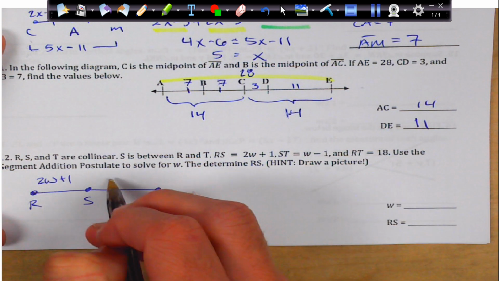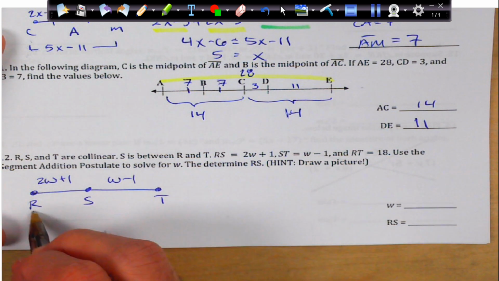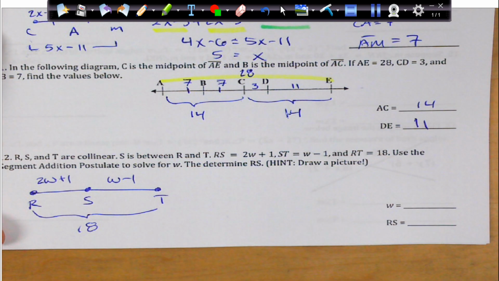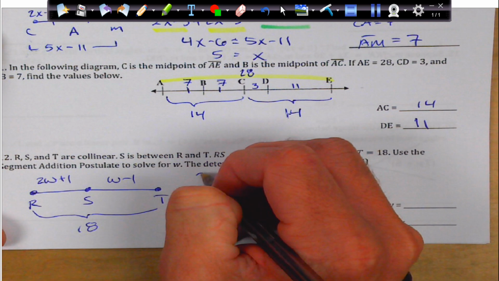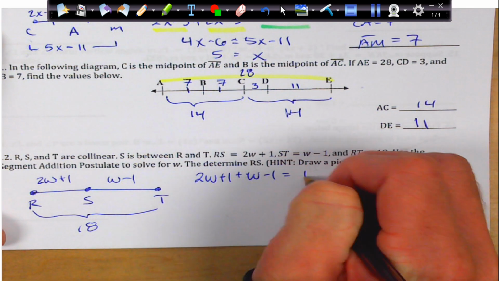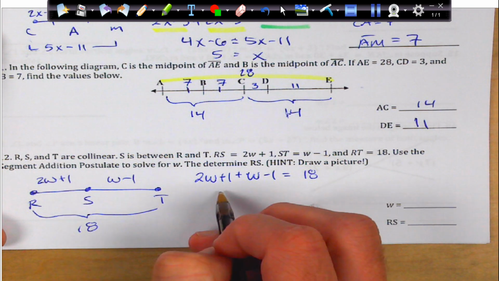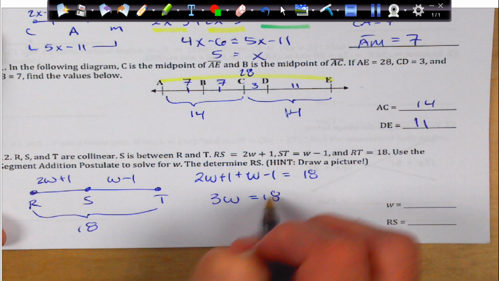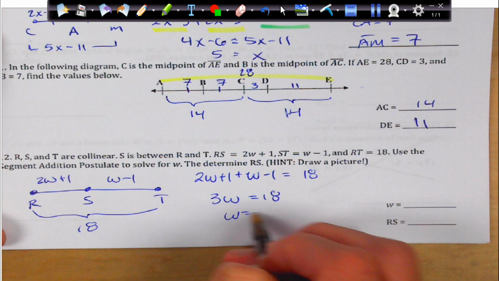ST is W minus 1. And the whole thing is 18. This is definitely screaming segment addition postulate. So we get 2W plus 1 plus W minus 1 equals 18. Combine like terms, 2W and W is 3W. 1 minus 1 is 0, so we get 3W equals 18. W is going to equal 6.